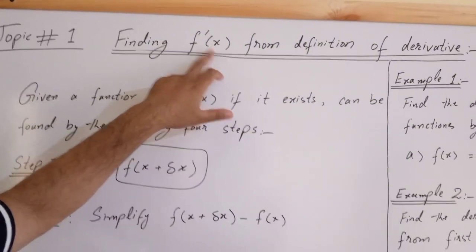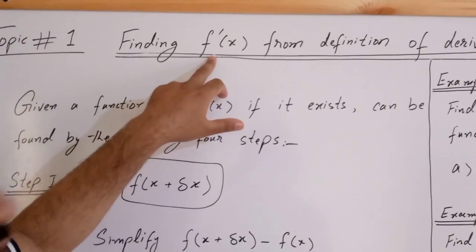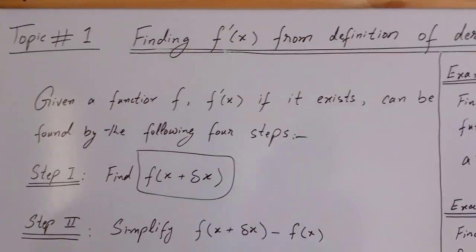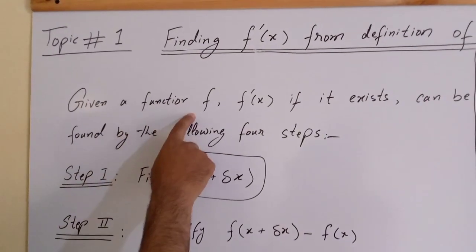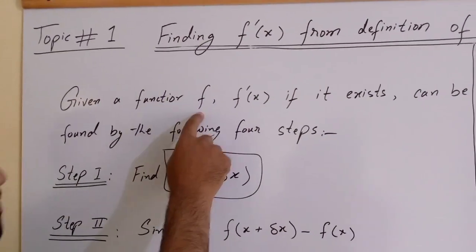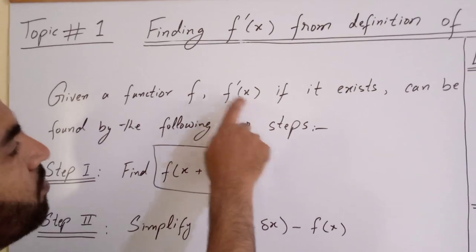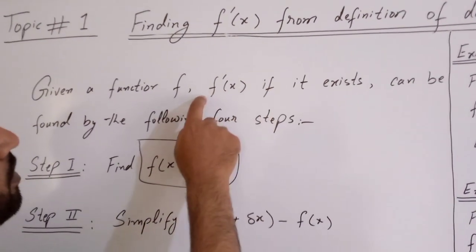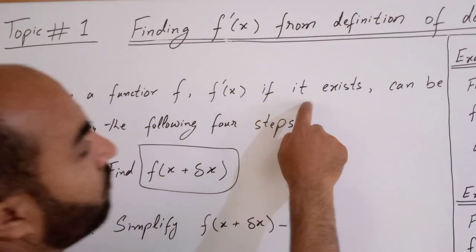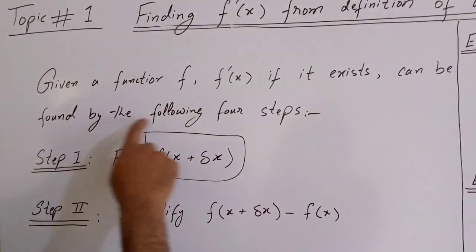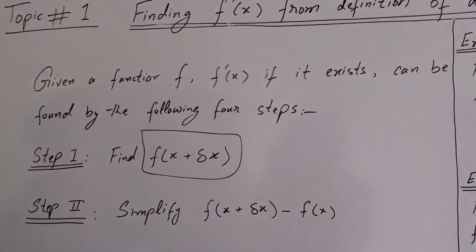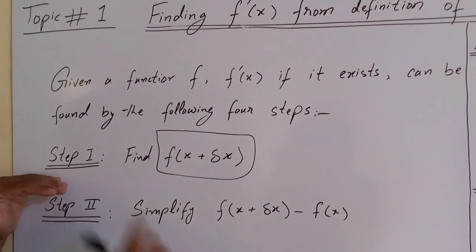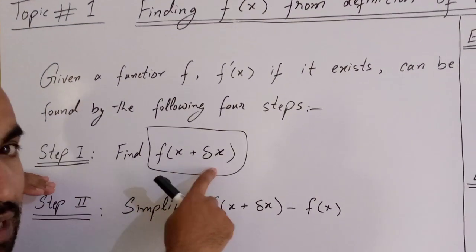Here f dash of x is the derivative of a function. F dash represents the derivative of a function. So given a function f, f dash of x represents its derivative if it exists. If it exists, f dash of x can be found by the following four steps. For step 1 we have to find f of x plus delta x.